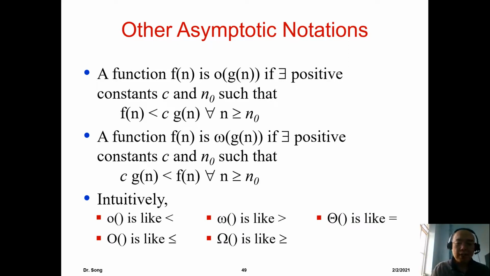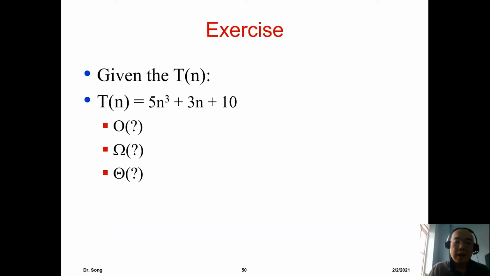Okay, and for the small omega, it's a similar thing. Usually we use the big O and big omega, and in some cases you may see the small o and the small omega as well. Okay, and then this is an exercise. For a given T(n) equals 5n cubed plus 3n plus 10, what is the big O?